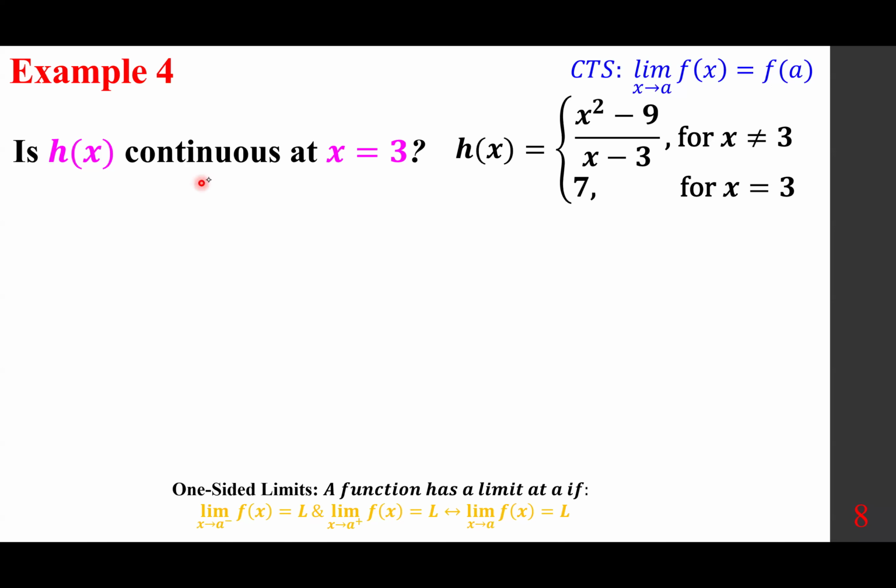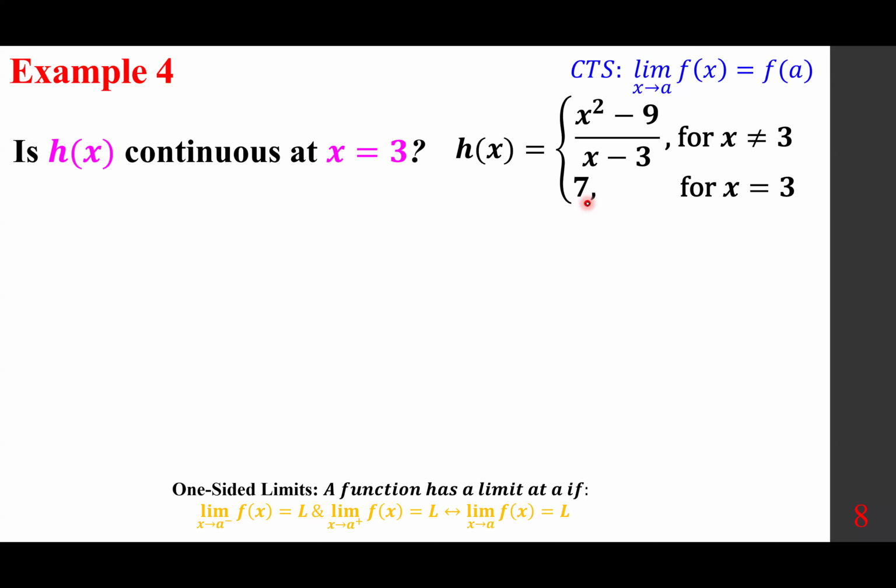Is h of x continuous at x equals 3? Where h of x is a piecewise defined function, x squared minus 9 over x minus 3. Of course, x can't be 3. And we are defining h of 3 to be 7. That's the meaning of that. When you have this bottom piece, it means h of 3 is 7. That's the meaning of it.